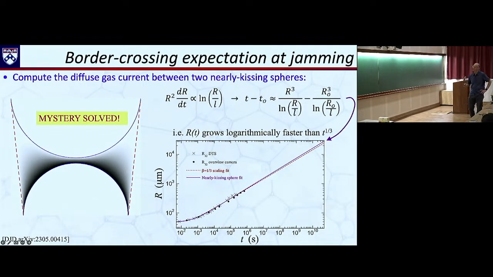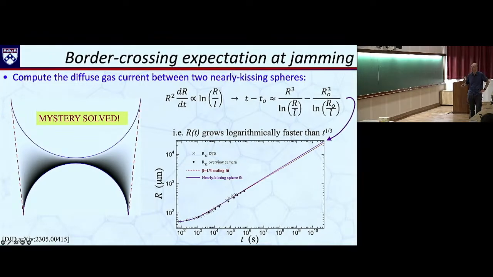And if you look at the data near jamming, there it is. The two fits here are a pure scaling fit as well as the nearly kissing sphere fit to this form right here. That's the purple. And you can't tell the difference over the dynamic range of the data. Look, we're not going to do better. Look at the time scales here, right? So this is out to, you know, a day or two at most. You're not going to do better than this.